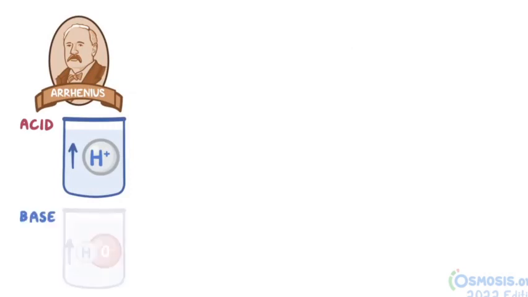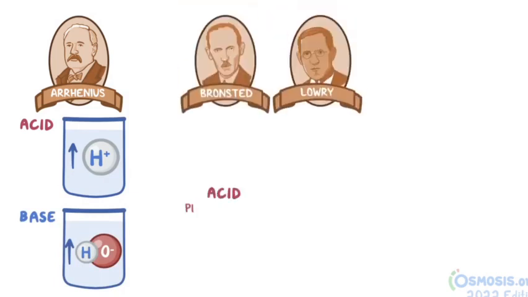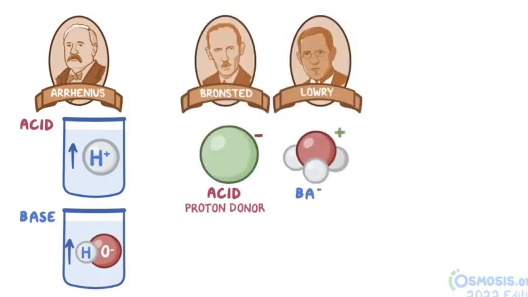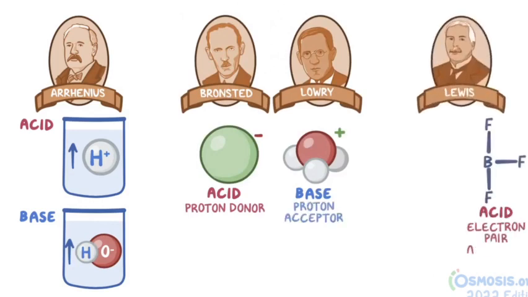Alright, as a quick recap. There are 3 definitions of acids and bases that are commonly used in chemistry. An Arrhenius acid is a substance that increases the concentration of hydrogen ions when dissolved in water. In comparison, an Arrhenius base increases the concentration of hydroxide ions when dissolved in water. A Bronsted-Lowry acid is a proton donor, and a Bronsted-Lowry base is a proton acceptor. A Lewis acid is an electron pair acceptor, while a Lewis base is an electron pair donor.